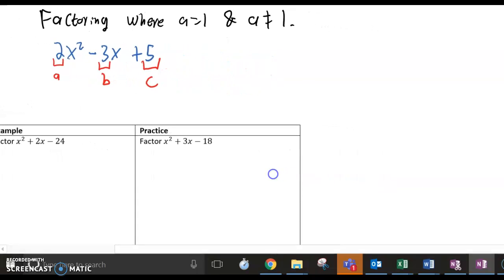Now, what if we had a polynomial that looked like this? Remember, there's always an invisible 1 up here. If we don't see a number up front, we call that an assumed 1. So our A in this case is 1, our B is negative 2, and our C is positive 1. Great. Let's dive right in.